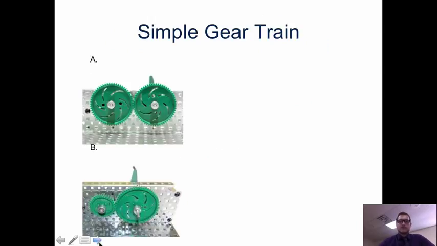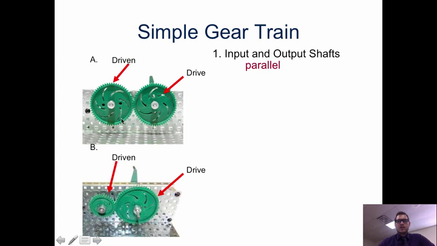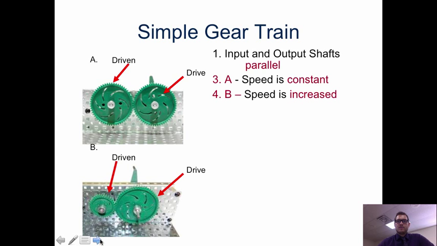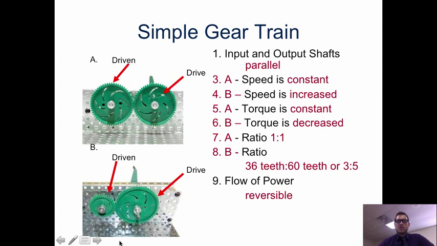Simple gear trains. Now, something we need to know about these. You've already built A, and we're working on B tomorrow in class. I go ahead and put these up so we can all go through them together. We have input and output shafts are parallel right here. So A, the speed is constant, but if we look at B, the speed is increased because this is the drive gear, this is the driven gear. In A, the torque is constant, B, the torque is decreased.